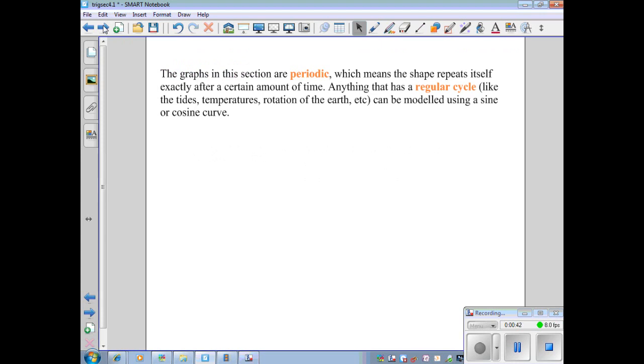That means the graphs in this section are periodic, which means the shape repeats itself exactly after a certain amount of time. And anything that has a regular cycle, like tides, temperatures, or the rotation of the Earth, can be modeled using a sine or cosine curve.